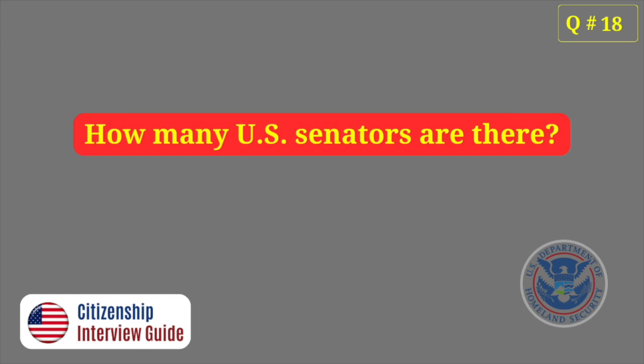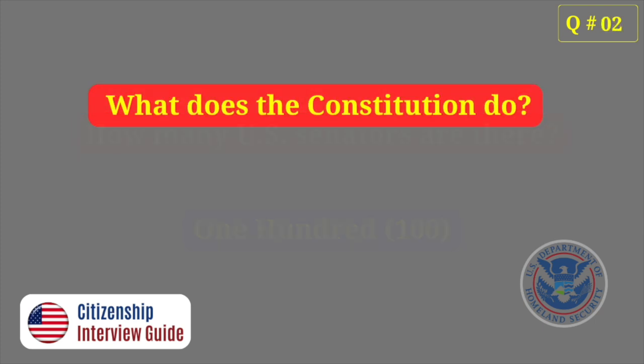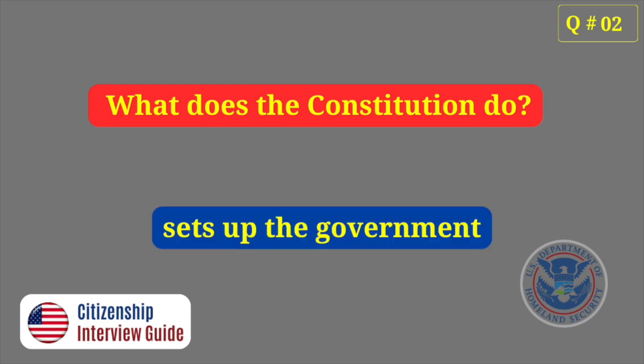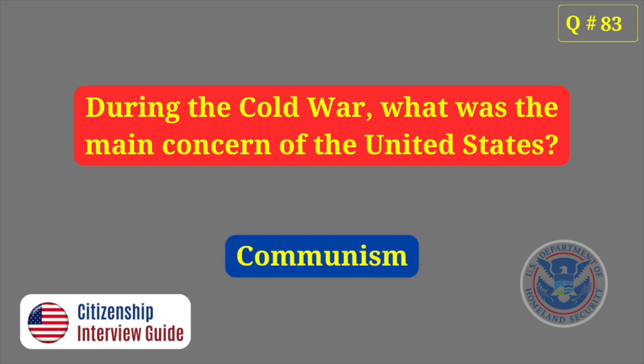How many U.S. senators are there? 100. What does the Constitution do? Sets up the government. During the Cold War, what was the main concern of the United States? Communism.